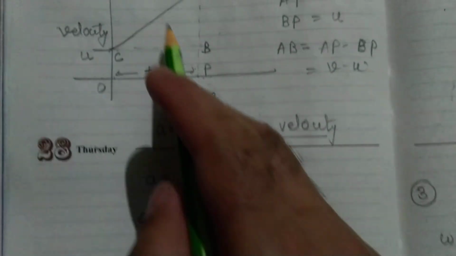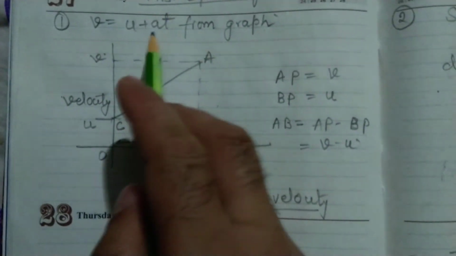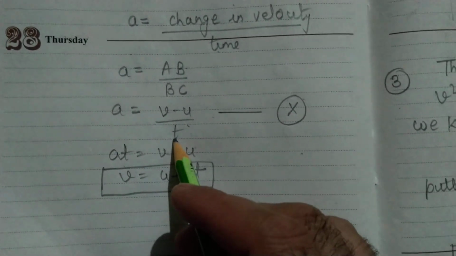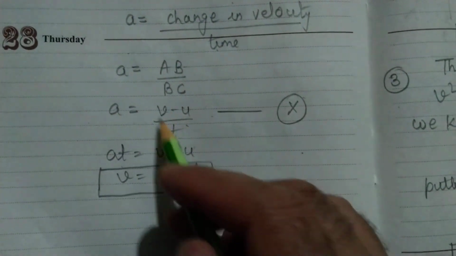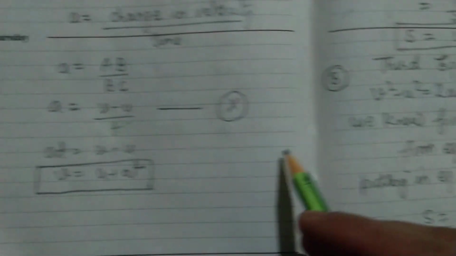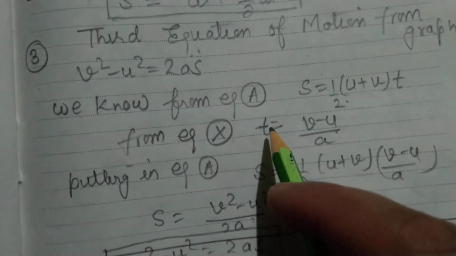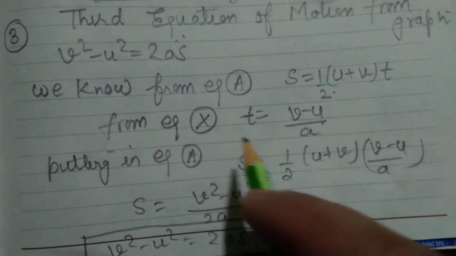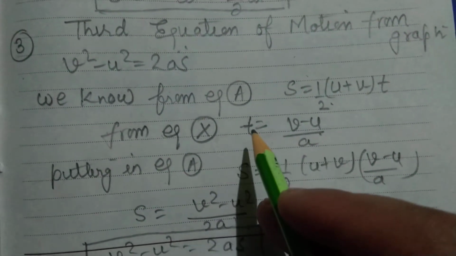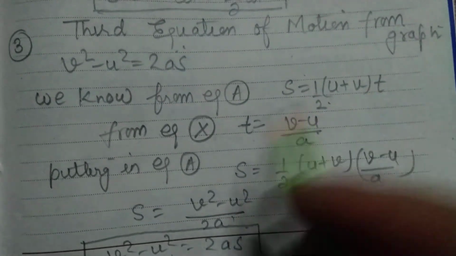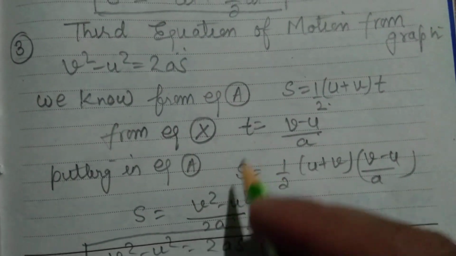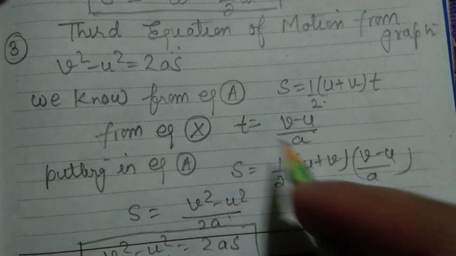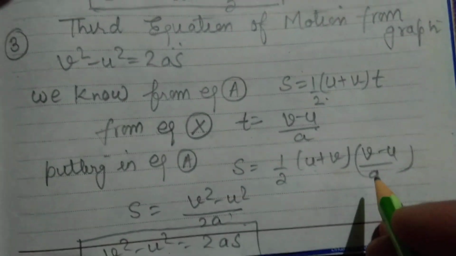It is just like the first part that we are doing. So here I have made one equation this. So what I am just doing, that I am sending T here and I am bringing the A in the denominator. So from equation X we will get this: time is equal to (V minus U) over A. Now what I am simply doing, I am putting this T in this equation, putting in equation A. So we will get S is equal to half (U plus V), and then we are putting the value of T, that is (V minus U) over A.